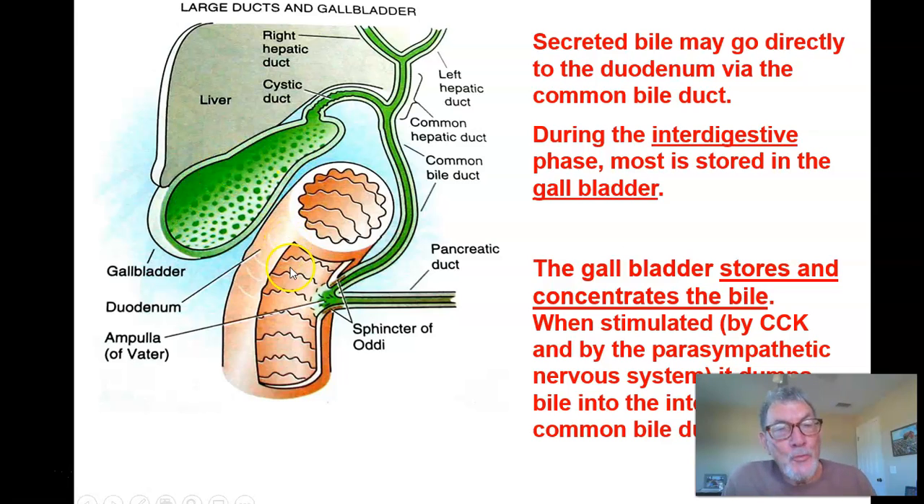And when you need it, CCK says, hey, here's fat. CCK stimulates the gallbladder to squeeze. You squirt bile in here. So CCK causes a release of pancreatic juice, causes the gallbladder to squeeze, so it's causing the release of bile and pancreatic juice into the small intestine.